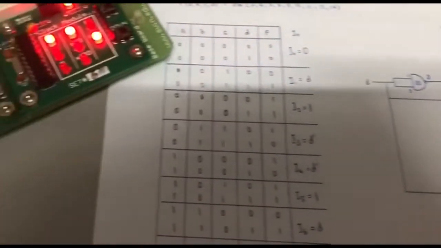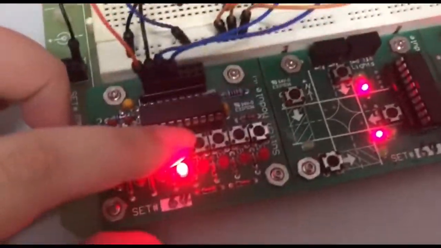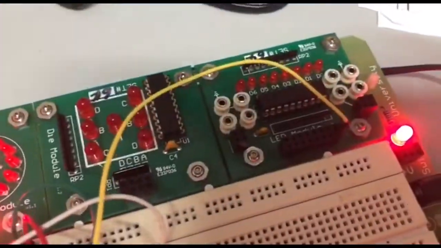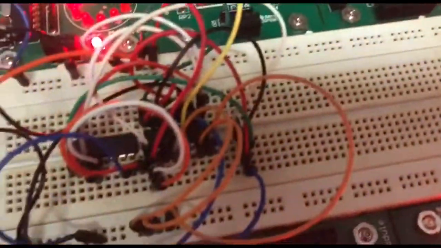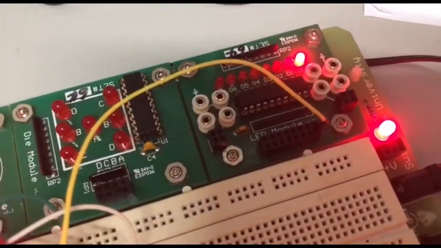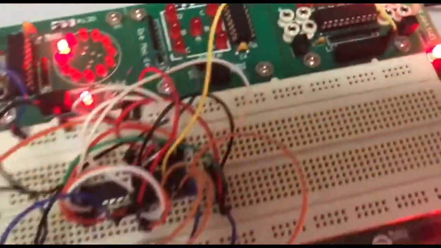So to prove based on the truth table, when A, B, C, D is low, F is low, and when D is high, F is low. When C is high, F is low. When C and D is high, F is high. When B is high, F is high.